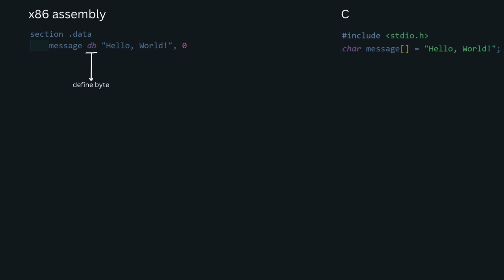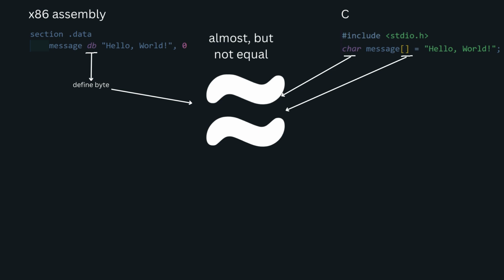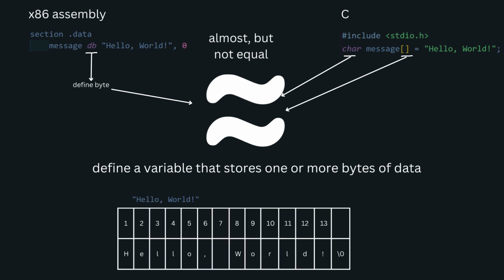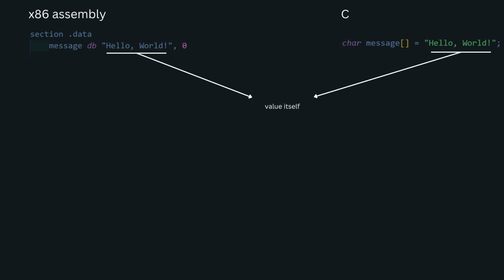The next part, which is almost similar to this, is called a define byte, and its job is to define a variable by assigning a byte to each character of the value. So in our case, the value being stored is hello world, and it has 13 characters. Therefore, the define byte keyword allocates 13 bytes to the variable message. Next, we have the value itself, which is enclosed in quotation marks, and it's quite self-explanatory.